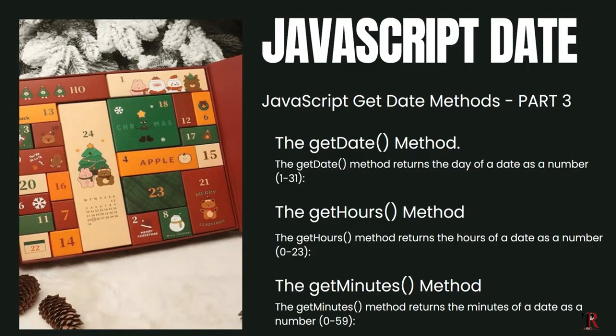Then we take a look at the getHours method. The getHours method returns the hour of a date as a number, 0 to 23. Then the getMinutes method. The getMinutes method returns the minute of a date as a number from 0 to 59. So we'll take a deep dive into each of these methods and see how they work in JavaScript. So let's just dive in.